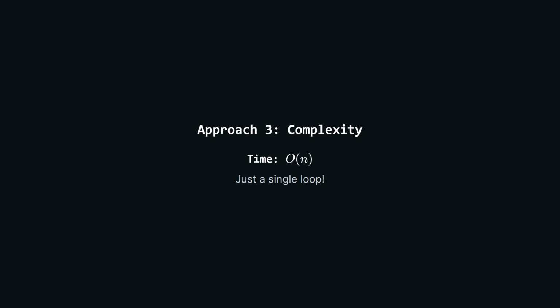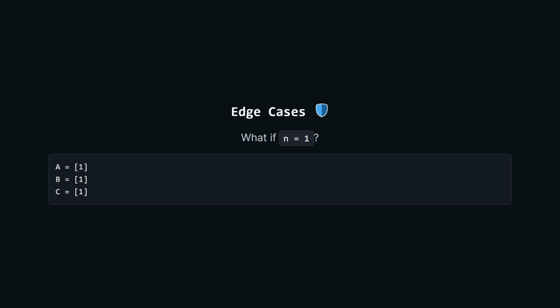Because we only go through the lists one single time, our time complexity is perfectly optimized at order n. Our space complexity is also order n, because we created that tally array to keep track of the numbers. We should always think about edge cases, like what if the lists only have one single number? Our loop just runs once, finds the match immediately, and works perfectly. Or what if both lists are exactly identical from the start? The logic still holds up, adding 2 to the tally simultaneously on every step.